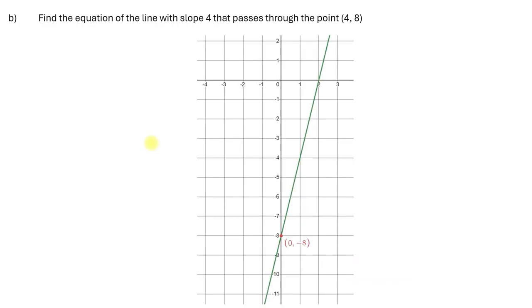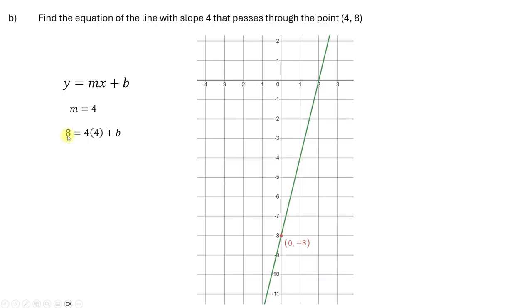Find the equation of the line with the slope 4 that passes through the point 4, 8. Once again, we'll use y equals mx plus b. We know that our slope is 4. We're told that. And we're given 1 point, 4, 8. So we have enough information that we can plug it into a y equals mx plus b form.